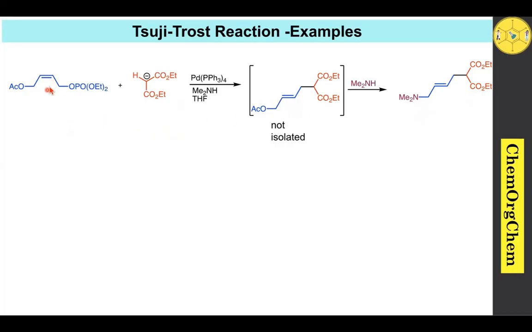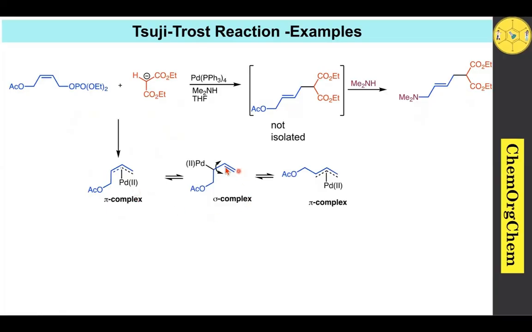Initially, when this allylic substrate reacts with palladium 0, we generate the corresponding pi complex. Now this pi complex quickly undergoes isomerization, which generates the corresponding sigma complex. Once the sigma complex is generated, this carbon-carbon bond is rotatable, resulting in the corresponding pi complex. Now this pi complex reacts with our soft nucleophiles, especially soft carbon nucleophiles, which readily attack this terminal carbon, generating the corresponding allylic substitution product.